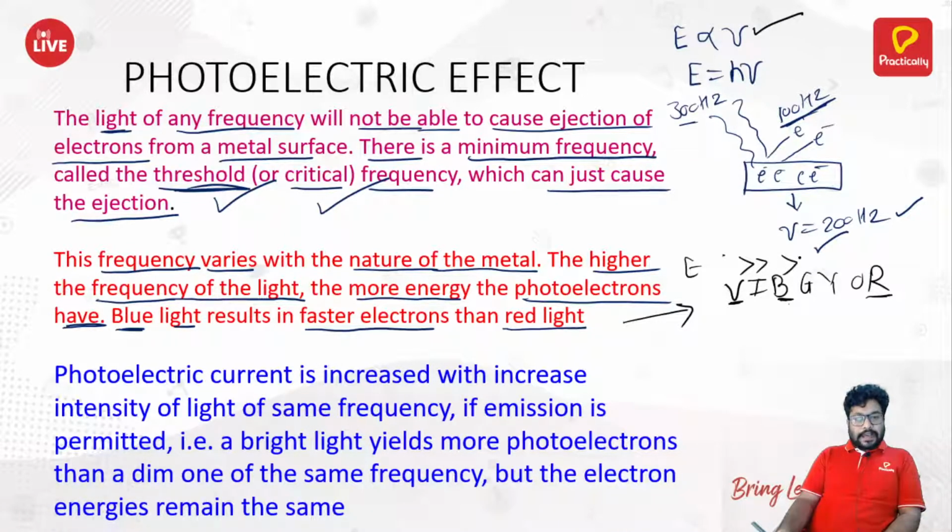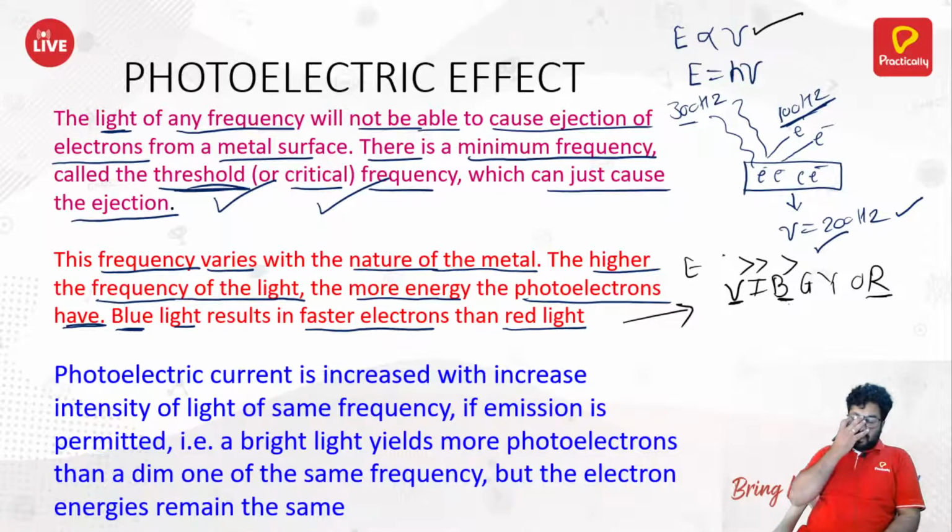So if it has a higher frequency or higher energy than red, obviously it will cause your photoelectrons to have higher energy. Remember? Understood? And that is why blue light results in faster electrons than red light. In fact, violet will have the fastest electrons and red will have the slowest electrons here.